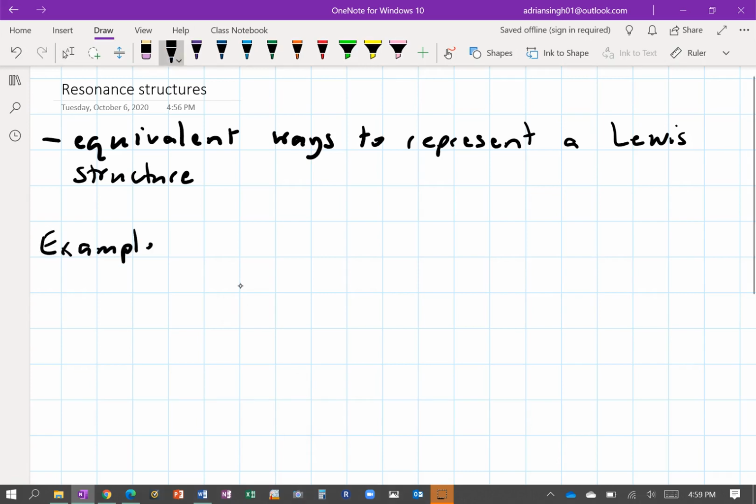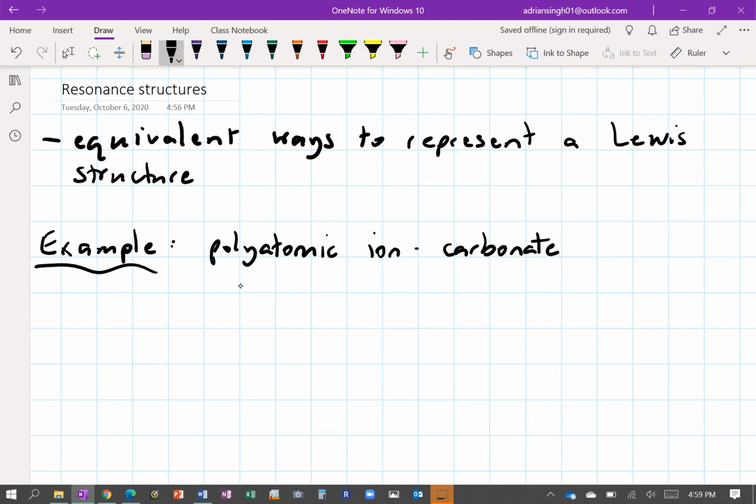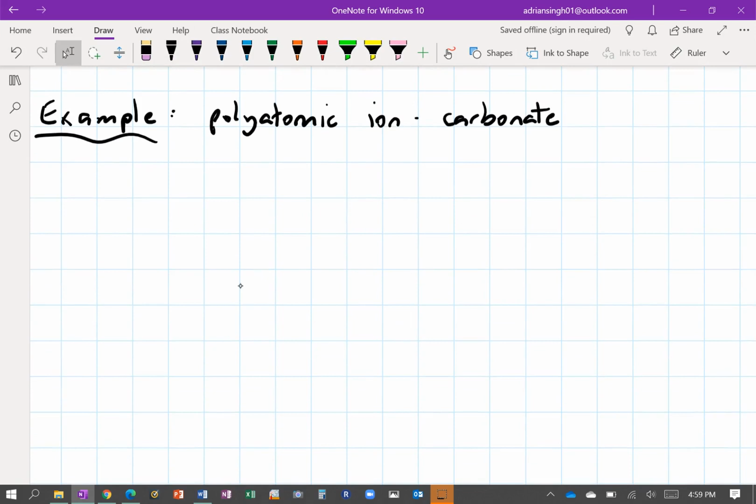As an example, we're going to take a look at an ion, a polyatomic ion, which is carbonate. This is one of the polyatomic ions that you had to know for your previous exam. So the carbonate ion has the formula CO3 with a -2 charge.